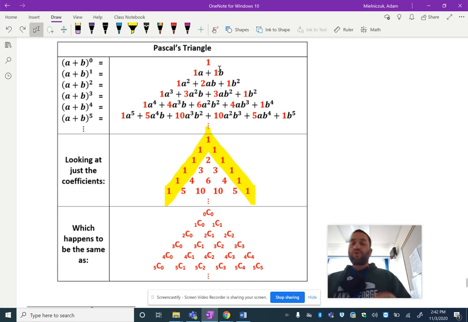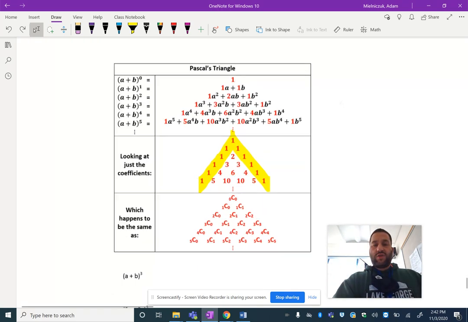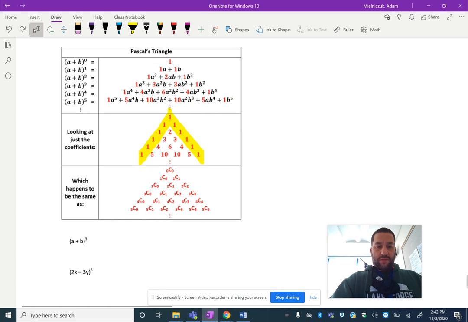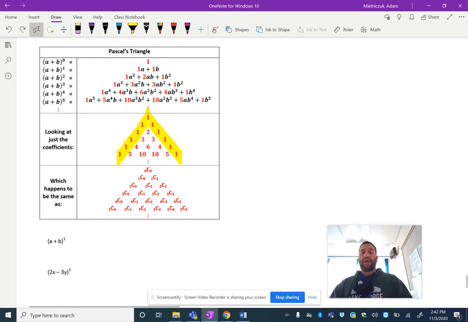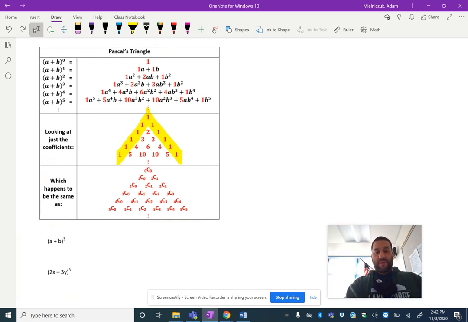Okay, this is super, super huge for us because if we don't know this, we have to use that crazy formula that I ain't using. Okay, so how does this help us expand the two problems below? Well, the first thing we need to know is that we're going to start with 1a to the third power, b to the 0 power. Plus, we're looking at our third row.